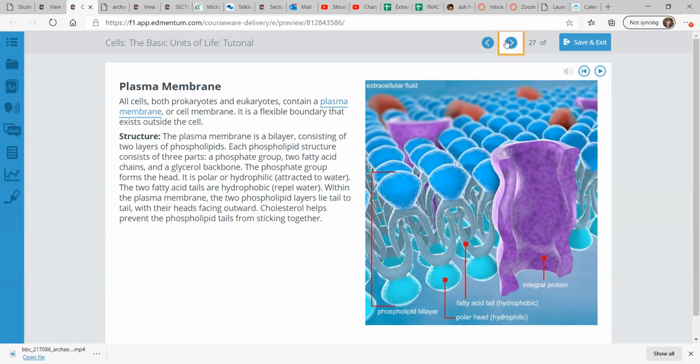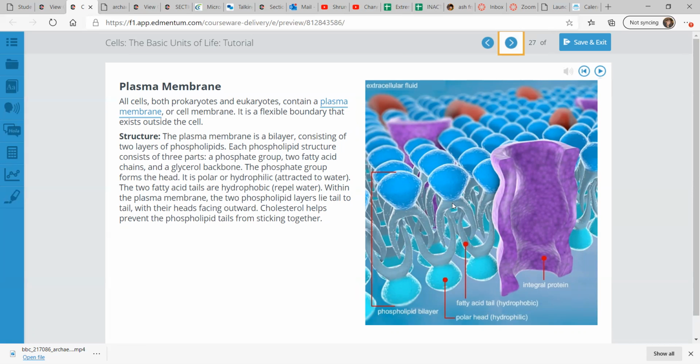Next, we have the plasma membrane. All cells, both eukaryotes and prokaryotes, contain a plasma membrane or cell membrane. It's a flexible boundary that exists outside the cell. Structure: the plasma membrane is a bilayer, meaning 2 layers, of phospholipids.